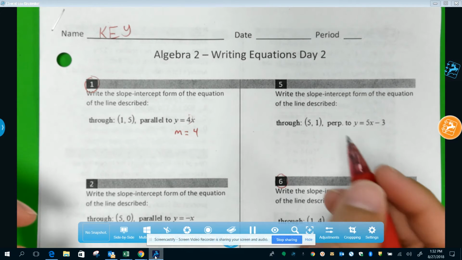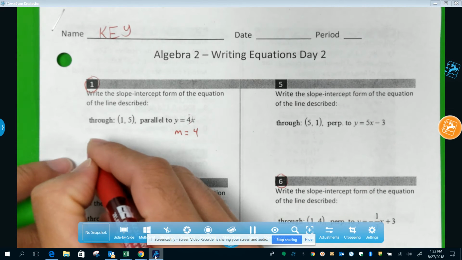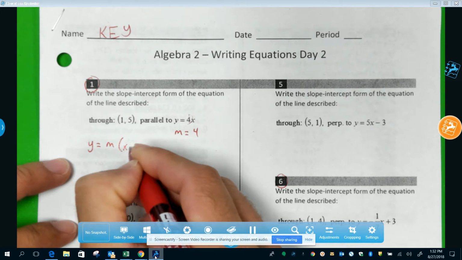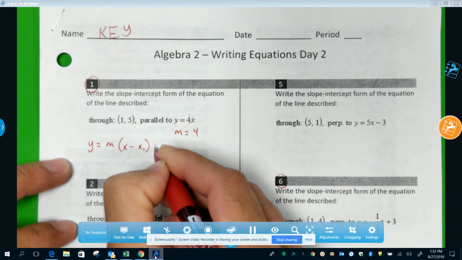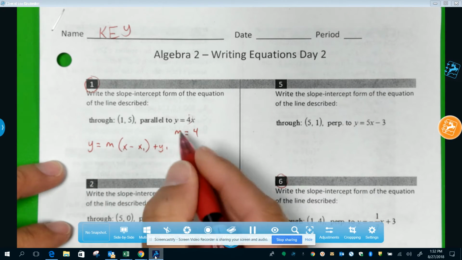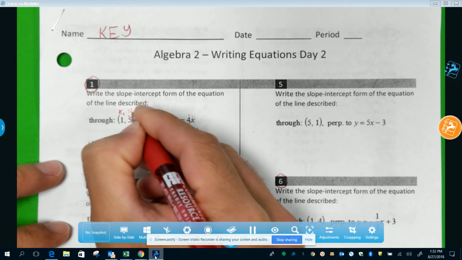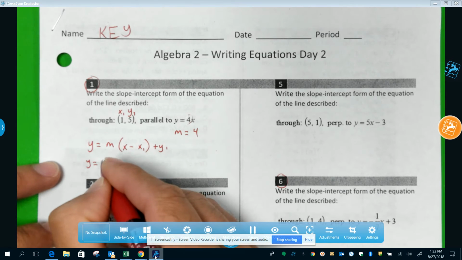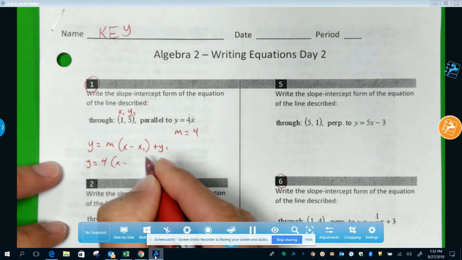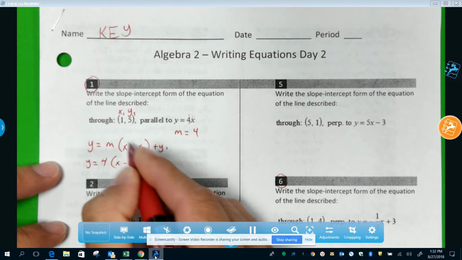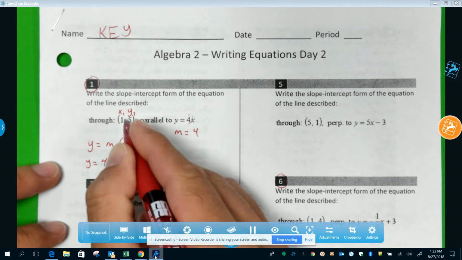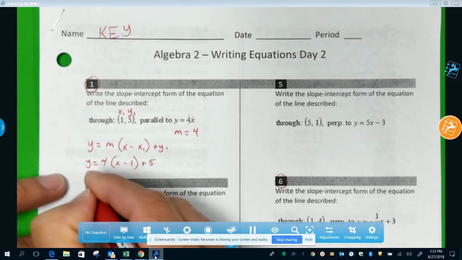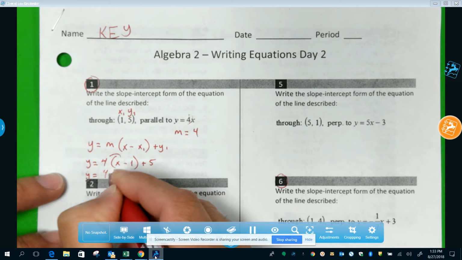So again, we would use the point-slope form. So we would say y equals m times x minus x1 plus y1. And we'd plug in the numbers. This is my x value, the 5 is my y value. I'd plug those numbers in. Y equals my m, we said was 4. My slope, I know that. X minus 1, that's my x1 value, plus 5 is my y1 value. Now when I distribute my 4, I get y equals 4x.